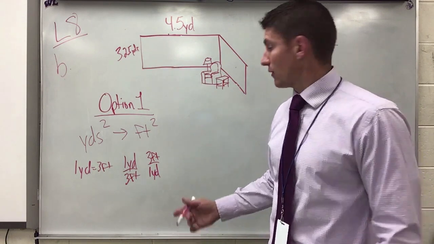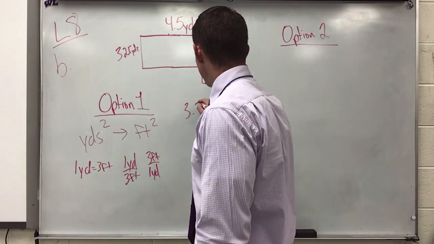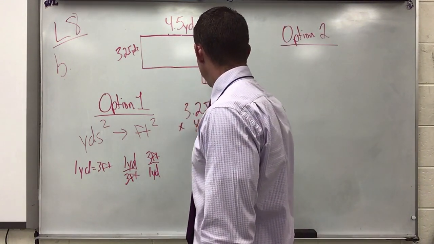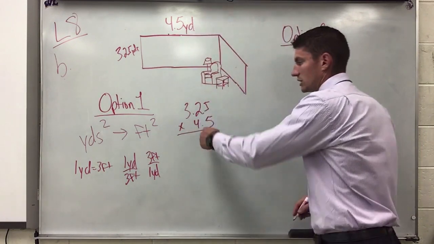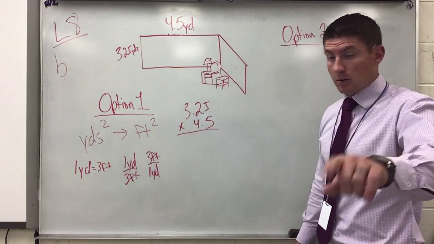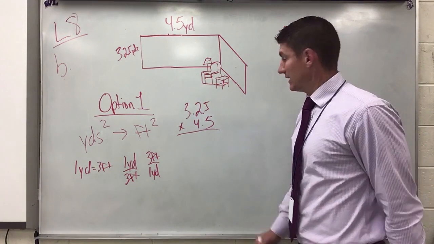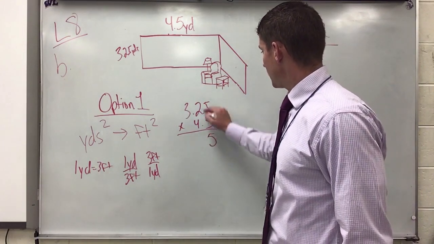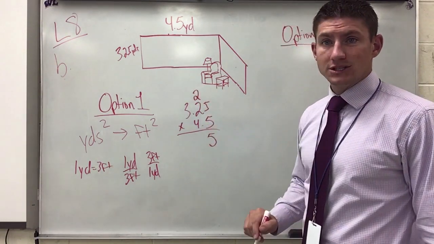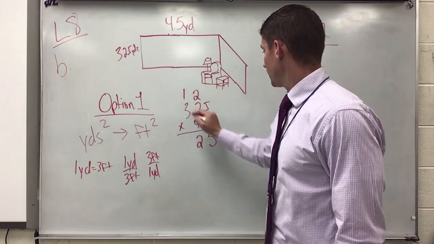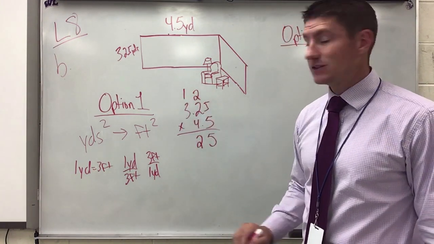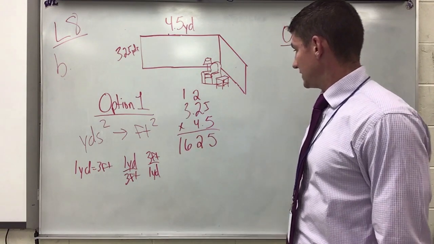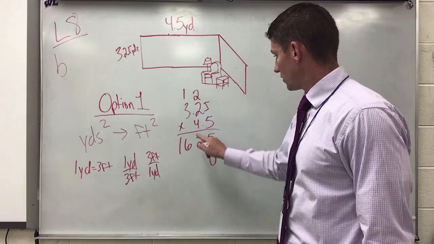Let's do that first. You've got 3.25 times 4.5, because it's multiplication, I don't need my decimals to line up, but I will need to remember how many places I have at the end. 5 times 5 is 25, carry the 2. 5 times 2 is 10, plus 2 is 12, carry the 1. 5 times 3 is 15, plus 1 is 16. Add a 0, move over to our second place value.